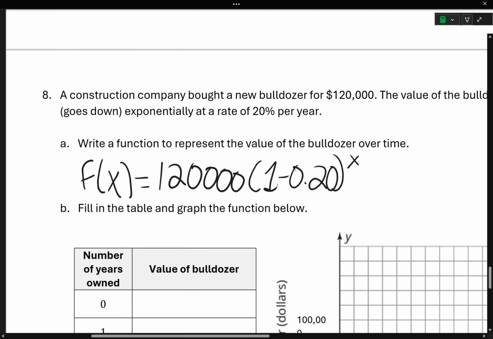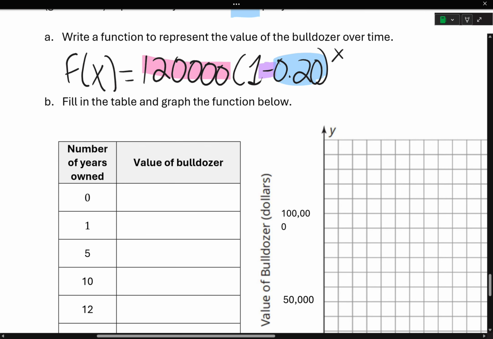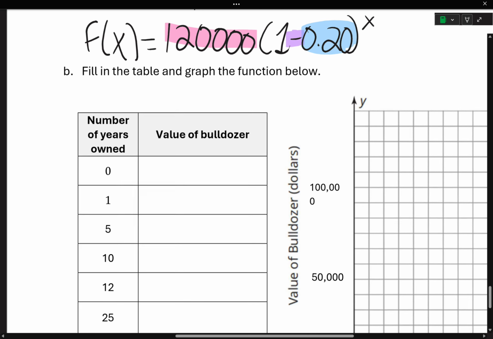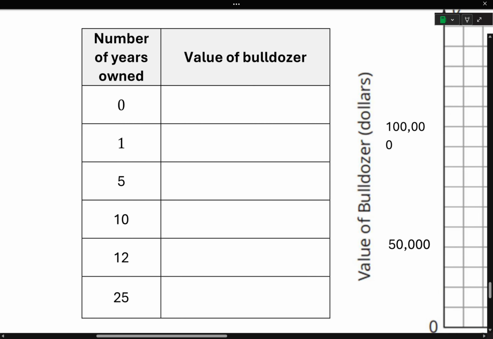Now this isn't going to get too messy, so let's color code it. Depreciates. There it is. 20%. In order to fill in this function, what I'm doing in my calculator is entering it over and over again with different x's. So I'm putting in my function with 0 as my exponent, 120,000. So year 0 is when we bought it. Year 1, I plug it in with a 1 in the exponent.